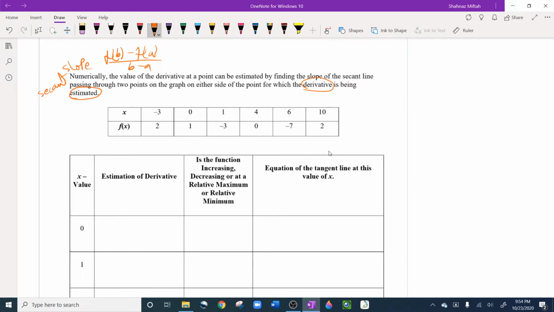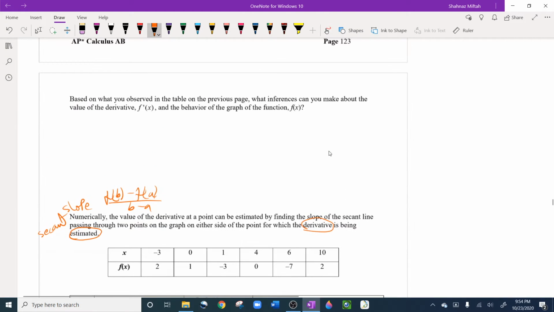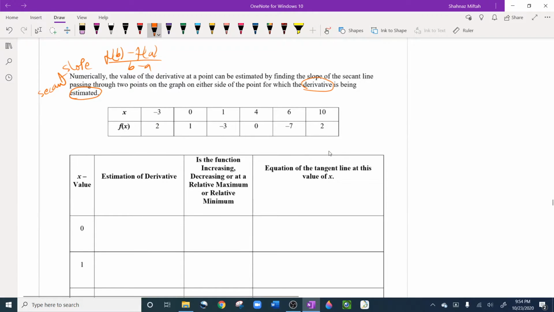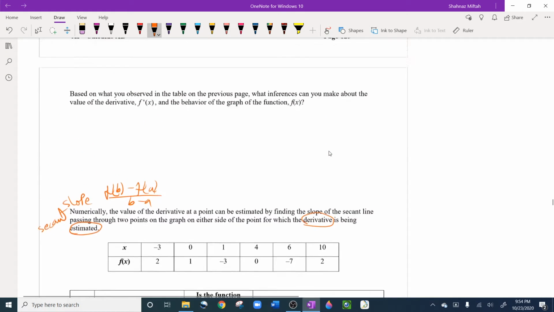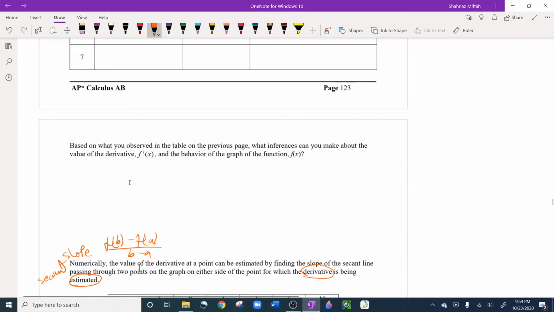Now 0, that's my 0. If I'm looking for a secant slope, like 2 y values and the x values and stuff like that, then it means I have to... I think I skipped that one. So let me do this one.